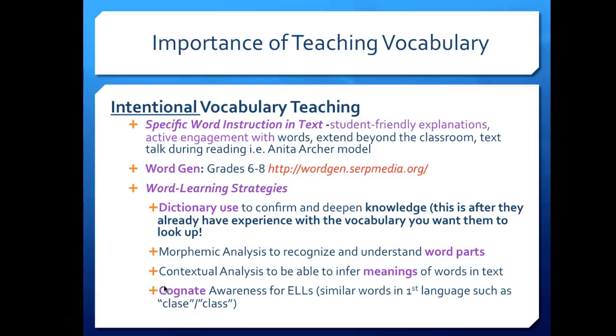Morphemic analysis, that's the fancy way of saying teaching them how to look at word parts. Contextual analysis, same thing, teaching them how to infer meanings of the words in text. And cognates, always fun, are words that are similar in the first language to the second. For example, computadora and computer. Salsa and salsa. Salsa is salsa in all languages, right? So, words that are the same in English as they are in their native languages. And so a lot of the technical words are that way.